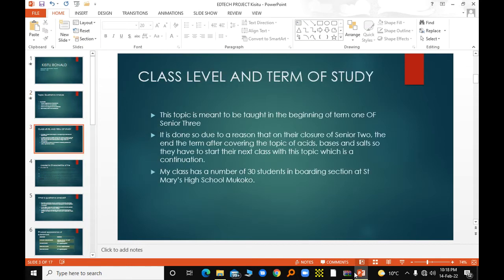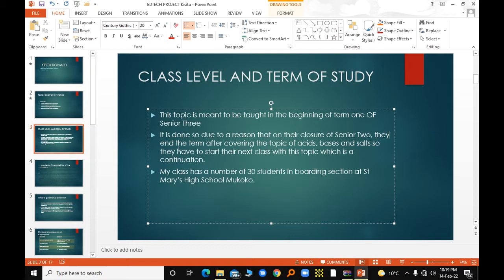Then, if someone was asking me at the class level and the term of study, this topic is meant to be taught in the beginning of term 1 of senior theory. It's done so due to the reason that on the approach of senior 2, they ended the term after covering the topic of acids, bases, and salts.